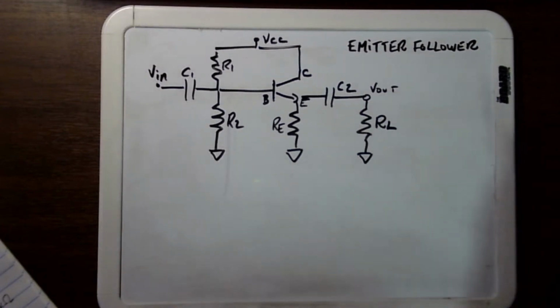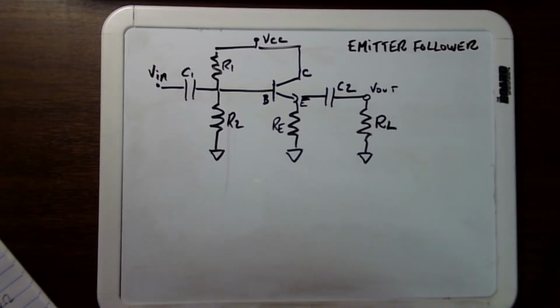Hello everybody. So today we're going to talk about the emitter follower amplifier, where the voltage gain is equal to 1, and it's mostly used as a buffer, and so certainly not as a voltage amplifier, but as a current amplifier, if you will, so that you can drive heavy loads. That's the purpose of it.